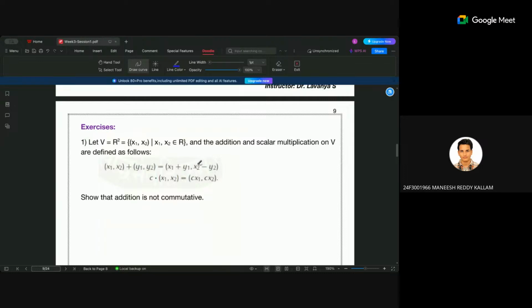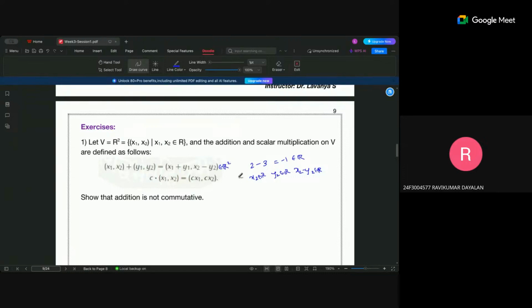So in this case, do you think it is closed under addition? See, the difference of two real numbers, is it still a real number or not? It is. Closed under addition, right? There is nothing to see much. Take any two real numbers, 2 and 3. When you take the difference, it is another real number. So this is still in R. x2 is in R, y2 is in R, x2 minus y2 is still in R. So this element is in R2. So this is closed under addition.